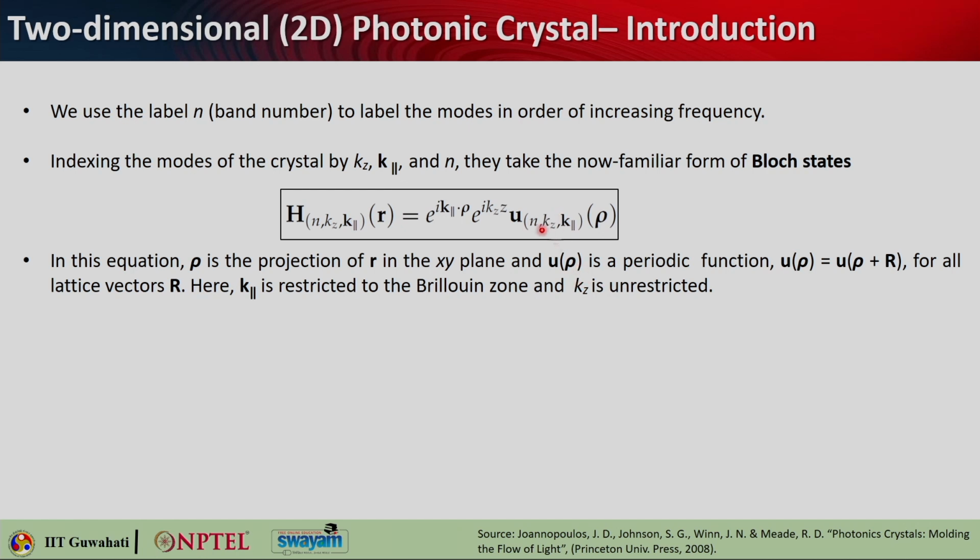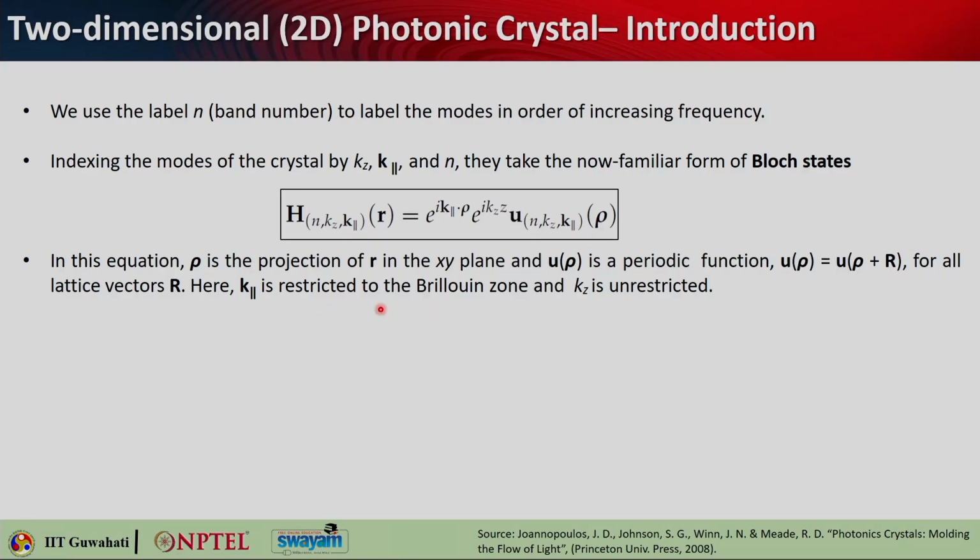So, u(ρ), we are not talking about these indices, is basically a periodic function. So, you can write u(ρ) equals u(ρ + R), and that is true for all lattice vectors R. And as you understand, this R is basically any combination of the primitive lattice vectors a x-cap plus a y-cap. And what is k parallel? That is restricted to the Brillouin zone, because that is where the periodicity comes into the picture. So, we will only study for the Brillouin zone.